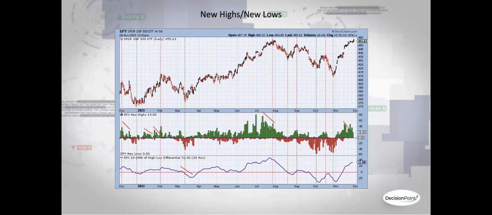So here's a new highs, new lows chart. We also track the 10-day high-low differential. So you take the 10-day moving average of the difference between new highs and new lows, and that's what you get right here. It's really pretty good at coming up with lows. A lot of times you'll get it to turn down before it declines. So it's something we like to watch.